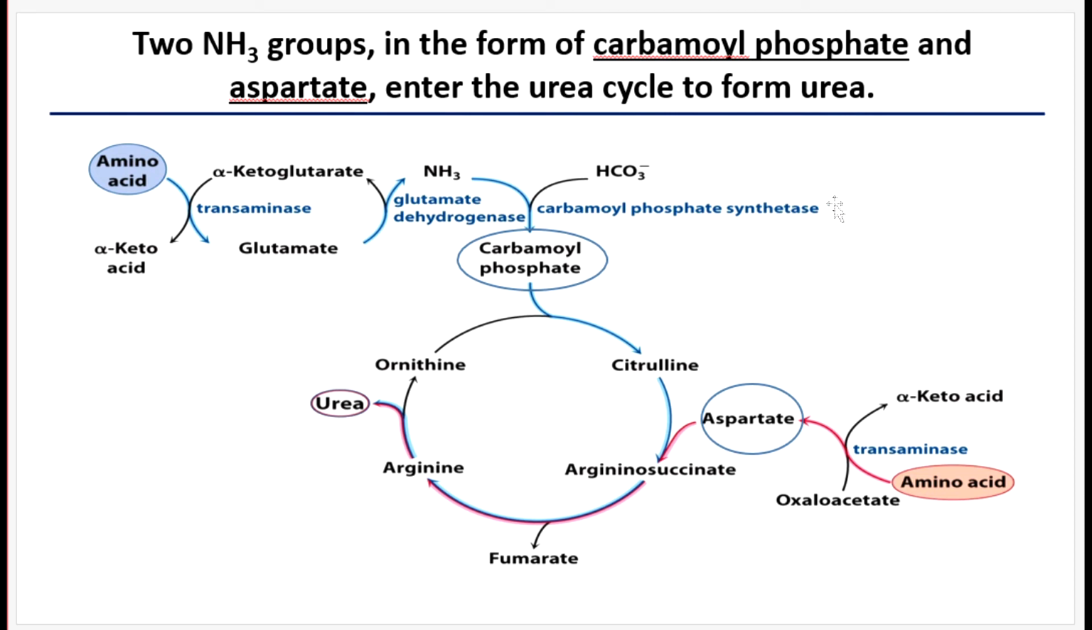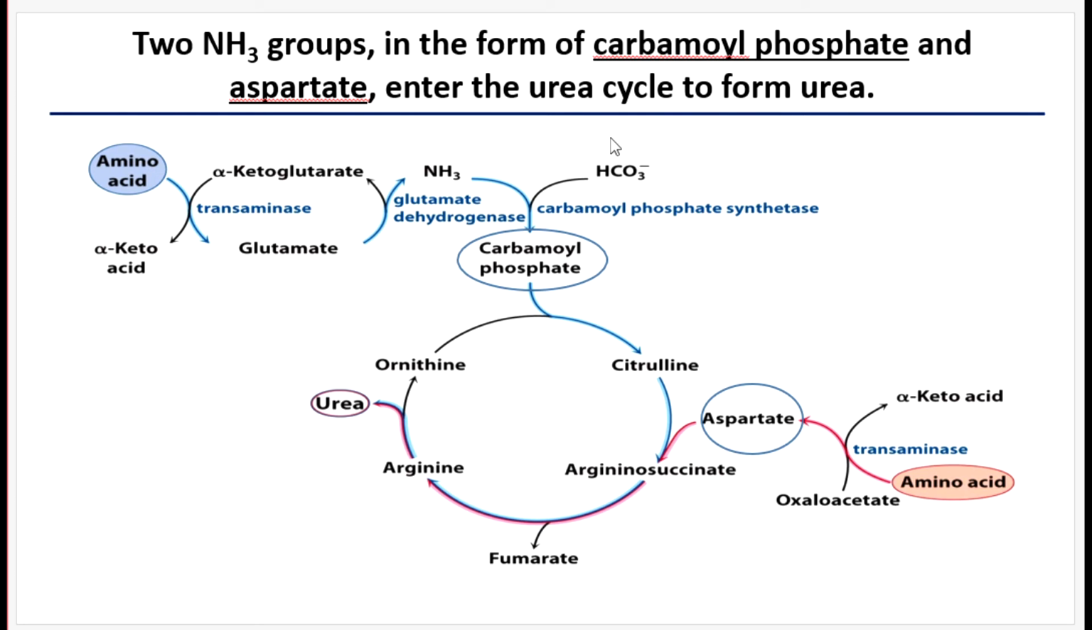That will combine with a molecule of bicarbonate via an enzyme called carbamoyl phosphate synthetase, which creates this molecule of carbamoyl phosphate. That will enter the urea cycle and eventually be turned into urea. But in order to do that, we need a second molecule of ammonia, or another amino group. And so we can enter in another way through another action over here.